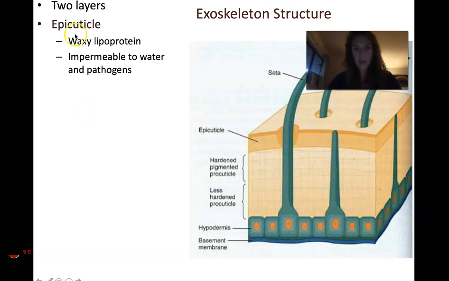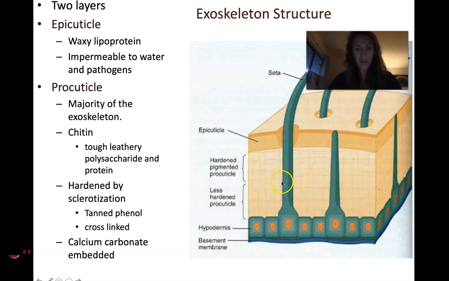First is this epicuticle, which is a waxy lipoprotein. So a waxy, fatty protein substance on the top that essentially waterproofs them. Okay, so it's impermeable to water and also to pathogens. So it keeps them from getting sick. A good layer of immune protection there. And underneath is the procuticle, and the procuticle is most of the exoskeleton. This includes that chitin that we've heard about some, which is tough and leathery.